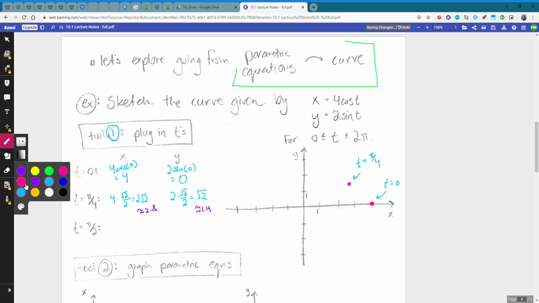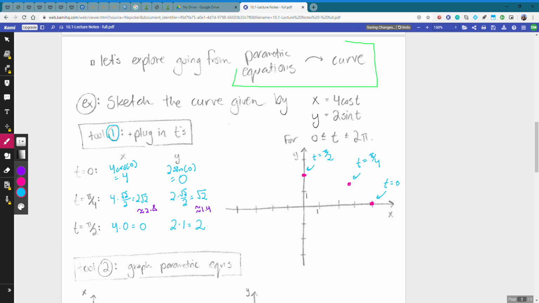Let's do one more. All right, so if we plug in pi over 2, we're going to get 4 times cosine of pi over 2, which is 0. And over for y, we'll get 2 times sine of pi over 2, which is 1, times 2. And so we'll end up with a nice clean 0, 2 as the point that we see there. All right, so here's the point that we're seeing when t is pi over 2.